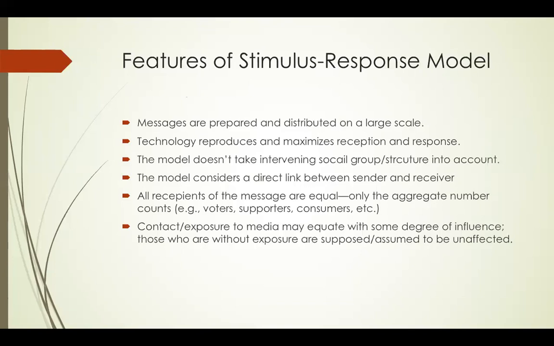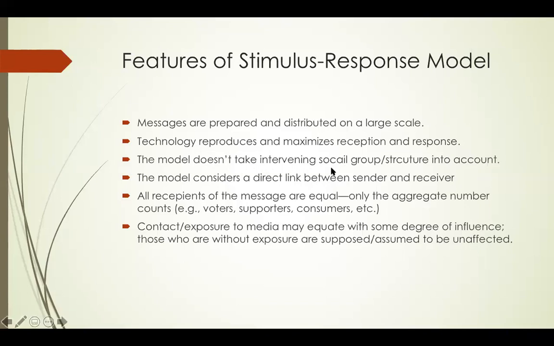Here are some more features of the stimulus response model. The model assumes that messages are prepared and distributed on a large scale. Technology reproduces and maximizes reception and response. Technology means our devices, cell phones, internet, television. So television, the radio, and our cell phones reproduce messages and ensure that messages reach the maximum number of people. The model doesn't take intervening social group or structure into account.